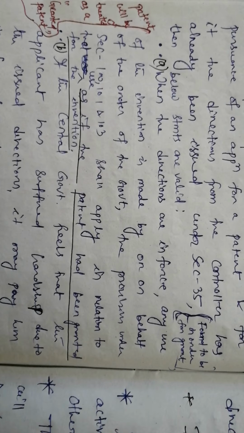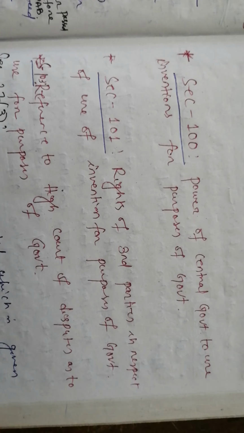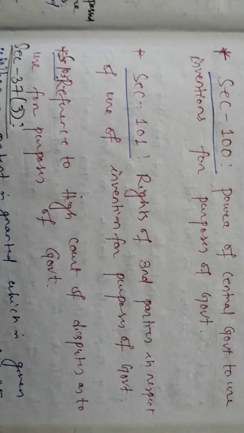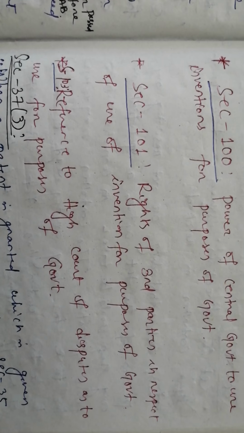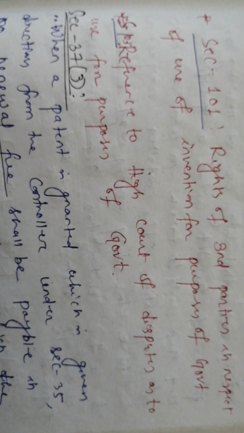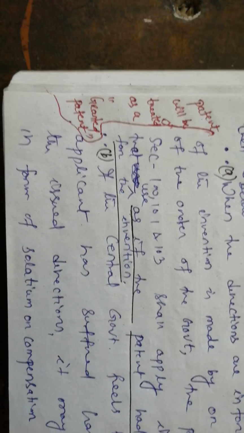Okay. So what is section 100? Section 100 is about power of central government to use inventions for purposes of government. So he can use it whenever he wants. Section 101 is about the rights of third parties in respect of use of inventions for purposes of government. That means third parties are also allowed, but with the permission of central government. Section 103 says reference to High Court of disputes as to use for purposes of government. Okay. Next, the next part of section 37, subsection 2.